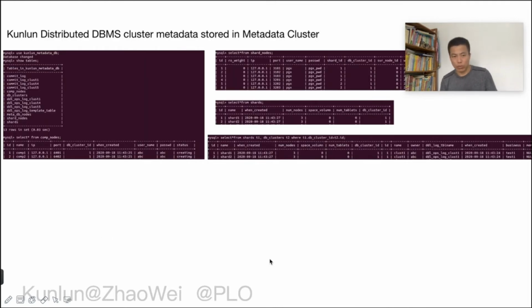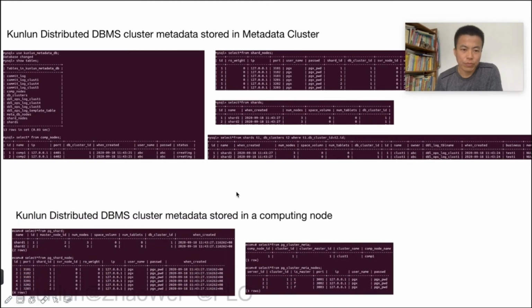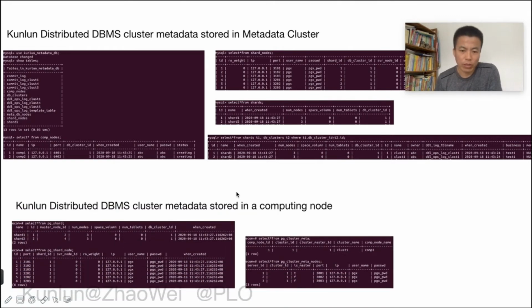Let's see some examples. First, these are some metadata tables stored in the metadata cluster. We can see all the computing nodes and the storage shard nodes are all registered here. Next, these are metadata tables stored in each computing node. With such information, a computing node can connect to its storage shards and metadata cluster nodes.